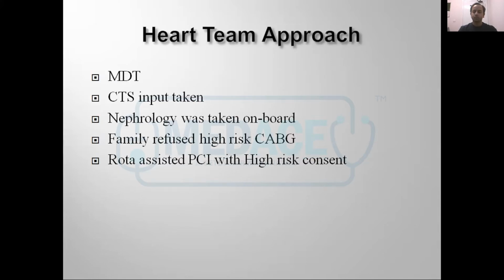So the case of the patient was brought to the heart team of the hospital, and a multidisciplinary approach was adopted. The cardiothoracic surgeon was involved. Nephrology was again taken on board. The family was given the option of high-risk CABG, which they refused, and then it was told to the family that there is an option for rota-assisted high-risk PCI, for which they opted.